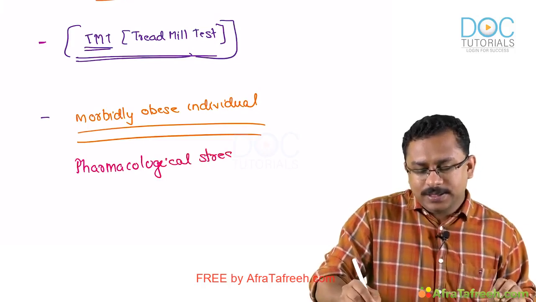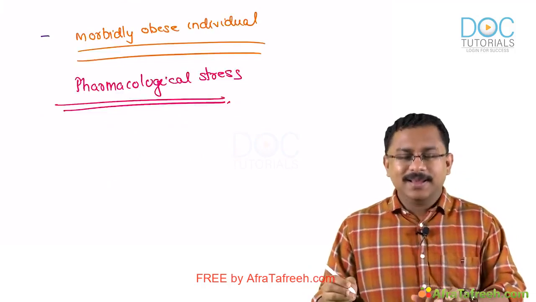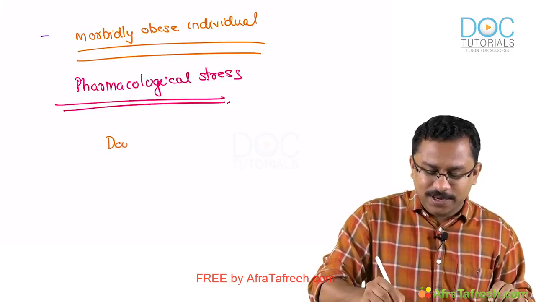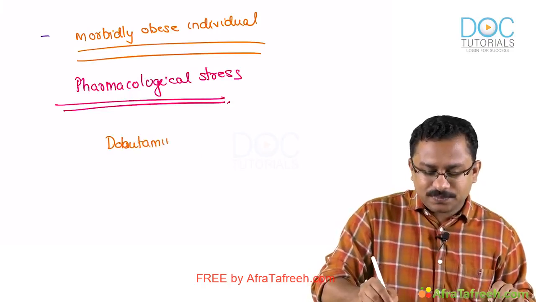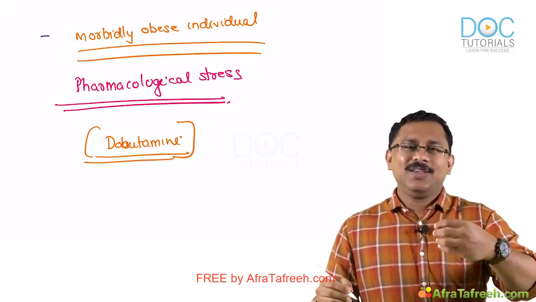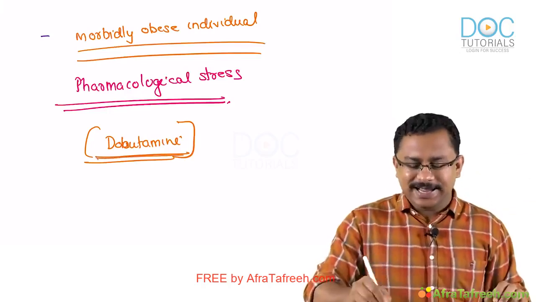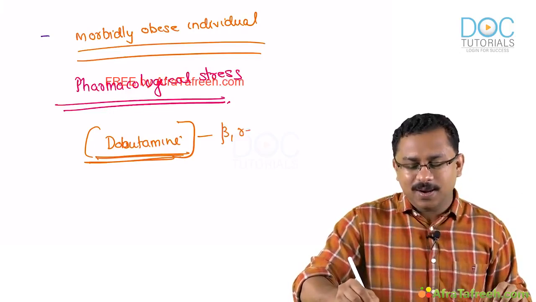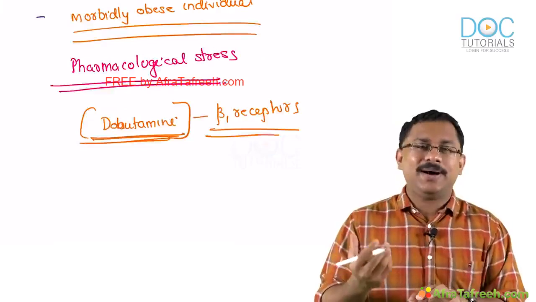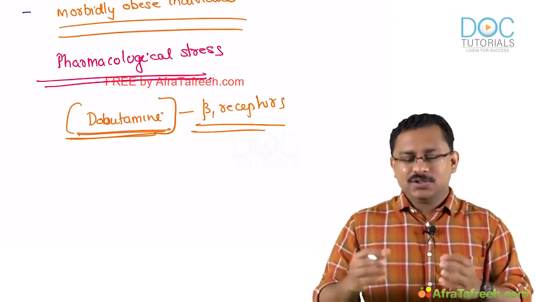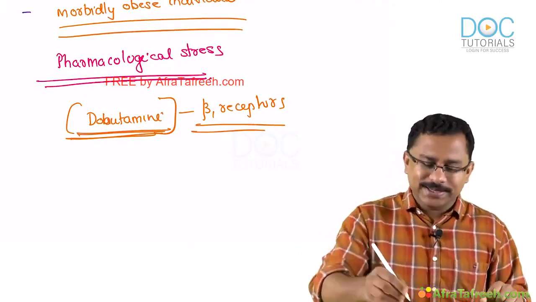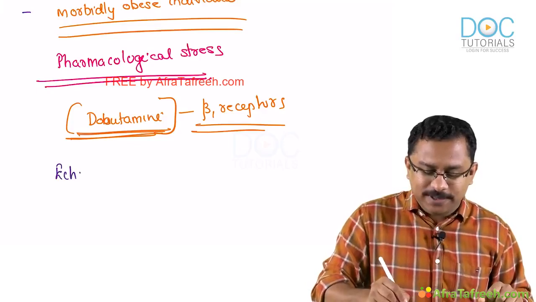Pharmacological stress. By pharmacological stress, I mean that the patient is actually given a dobutamine injection. He is being given a dobutamine infusion, and just like a physical stress, this drug stimulates the beta 1 receptors. Naturally the heart rate will go high, and it will increase the myocardial oxygen demand. So you are pharmacologically inducing a stress, and then you will look for the echo.